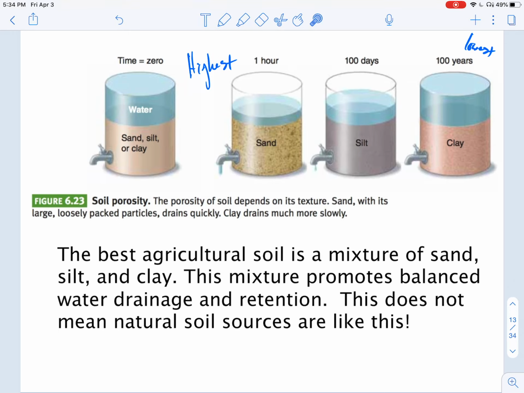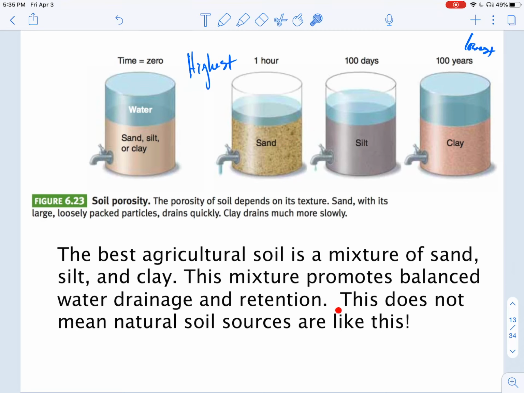Now the book makes a note that the best agricultural soil is a mixture of sand, silt, and clay. So that promotes a good amount of retention. Mostly sand provides poor retention for the roots. But with a mixture, the roots can grab onto things, so the plant doesn't fly away and get pushed around. The plant needs somewhere to grab into, but it also needs a decent amount of drainage. So a mixture of these is the ideal situation for great agriculture.